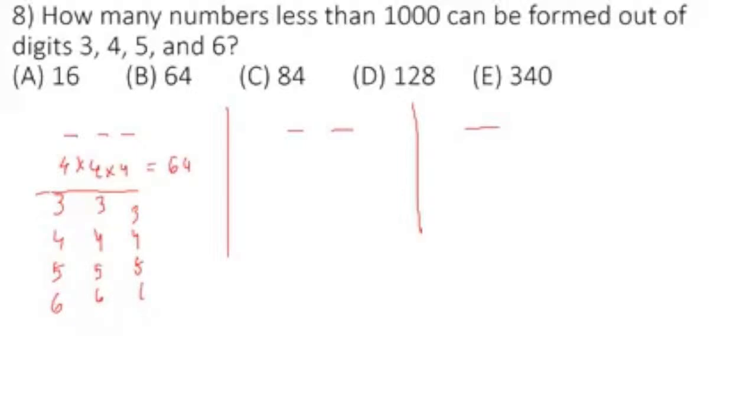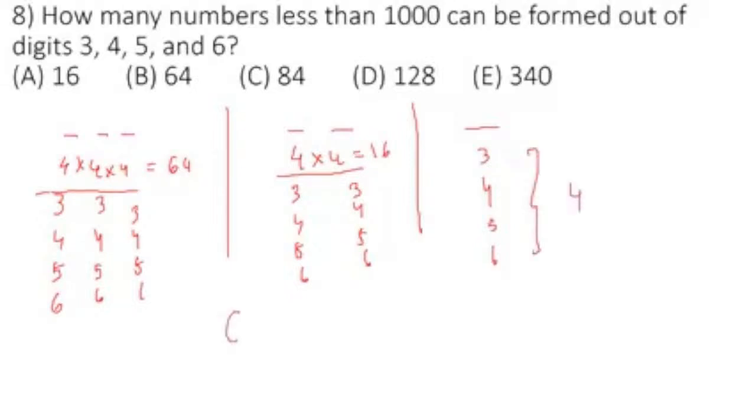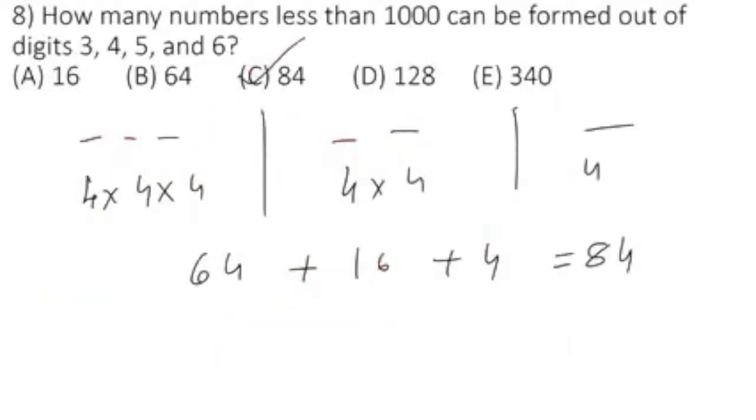Similarly for 2-digit numbers, 3, 4, 5, 6, the same cases. That is nothing but 4 into 4, that is 16. Again for single-digit numbers I have 4 outcomes, so 4 ways. So it is nothing but 64 plus 16 plus 4. The final answer will be 84.